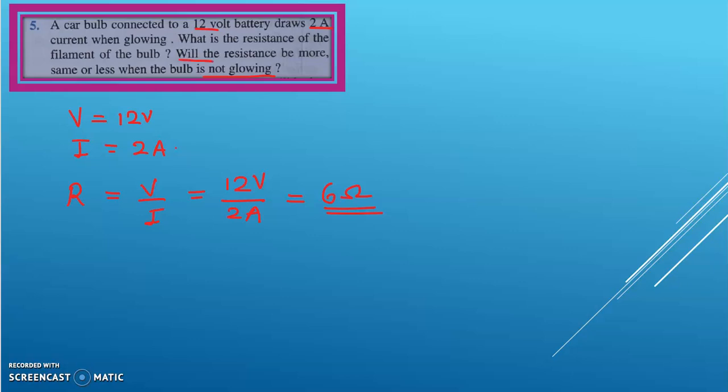There is an additional question here. Will the resistance be more, same or less when the bulb is not glowing? We got this resistance 6 ohm as the resistance when the bulb is glowing, right? A car bulb connected to this 12 volt battery draws 2 ampere current when glowing. So when it is glowing, we have 6 ohms. If it is not glowing, we can understand that the resistance will be less. Less resistance when it is not glowing.